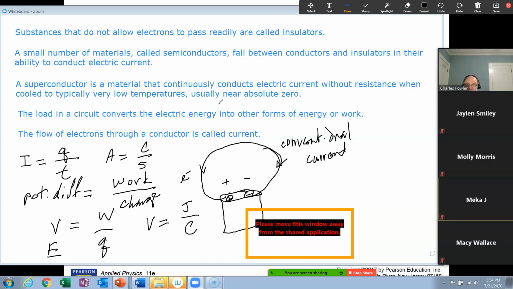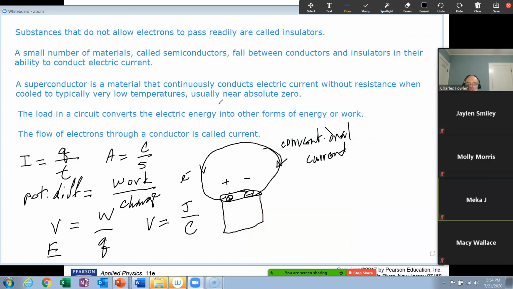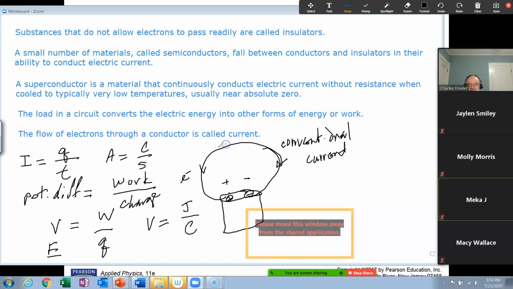Now, the last piece of information is resistance. Oh, and by the way, let's now make this a more realistic circuit and say that we're going to put in this circuit, say, a light bulb. That's supposed to be a light bulb, shining forth light in all directions. That's the load. That's what we were talking about here, the load.